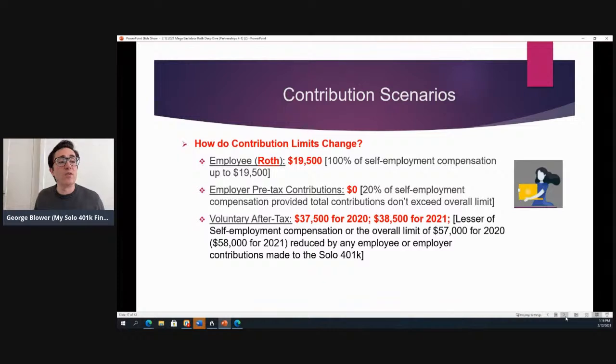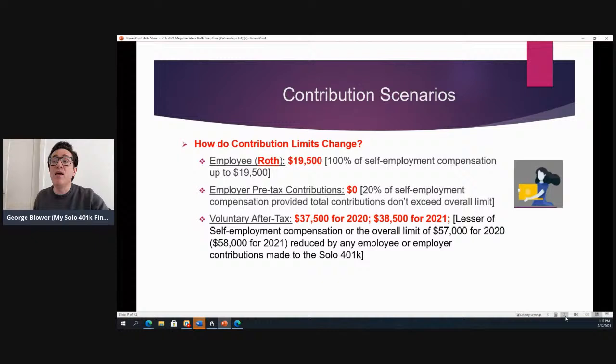So in this case, they do the difference as an after-tax contribution. So that would be an additional $37,500 into the after-tax bucket for 2020, or they could do $38,500 into the after-tax bucket for 2021, and then move it from the after-tax to the Roth.